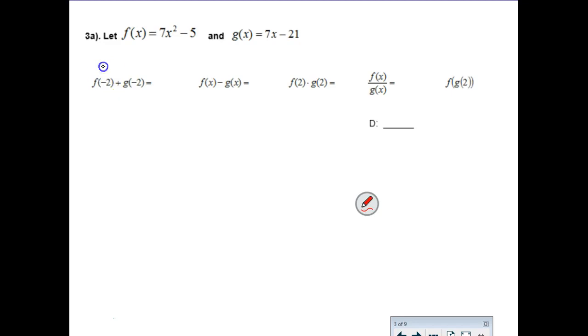Here, they give you 2 functions. I'm going to call this the blue function and this one the green function. And then it tells you on this first one to not only add them together, but they also want you to plug in a -2.